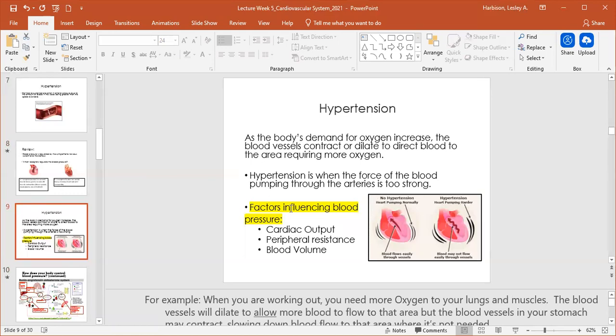And factors influencing blood pressure. This is important. Cardiac output. So how hard and fast is your heart beating and how much blood is being put out? Peripheral resistance. That's the resistance of the walls of the artery. So think of the resistance of the balloon itself, not the fluid that's in it. That's peripheral resistance. And then blood volume. So that's the fluid inside the arteries. If more volume, more pressure against the artery walls.